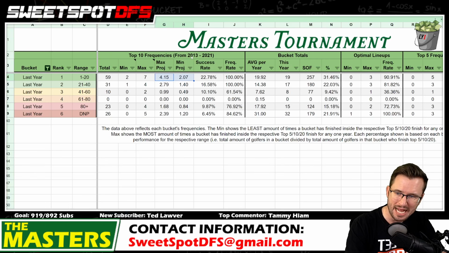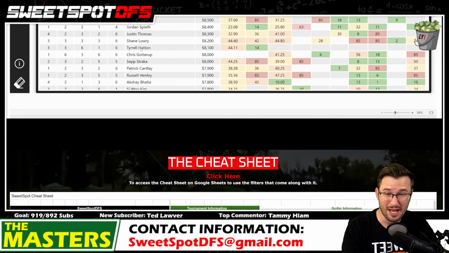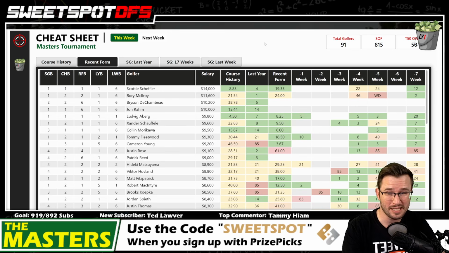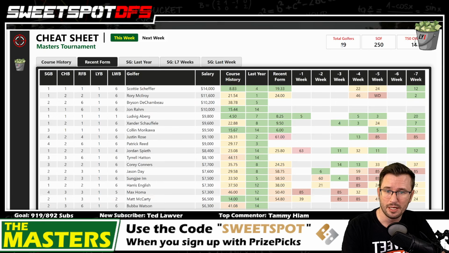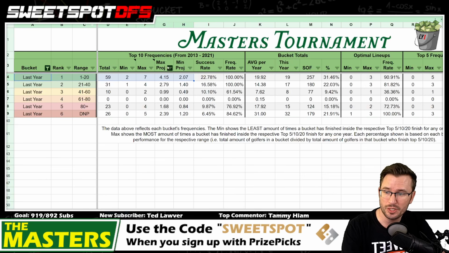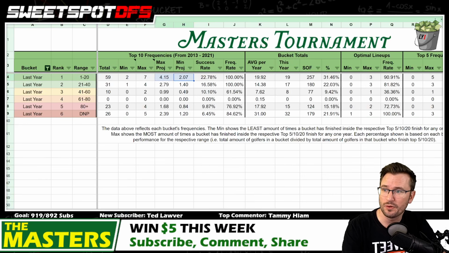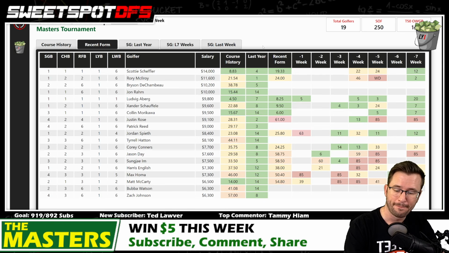But anyways, back to the projections. Last year ones, 2 to 5. I'm going to go into the cheat sheet that I have on SweetSpotDFS.com. This is just the faster way to do it. Click on the little bucket icon and go to last year ones. 19 total golfers. And what do you know? We already have Scotty Scheffler in this bucket. Now, again, if I go to this projection, it says 2 to 5. So that's basically where we're going to try to figure out, do we want 2 to 5 golfers from this bucket? First things first, Scotty's in this bucket.